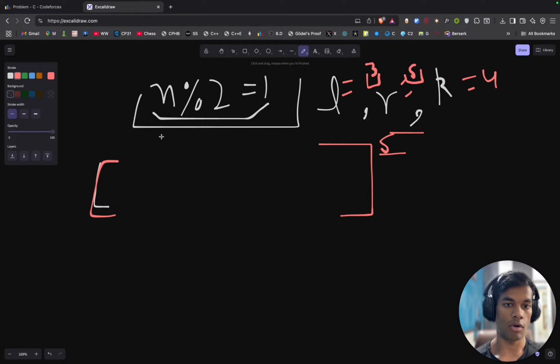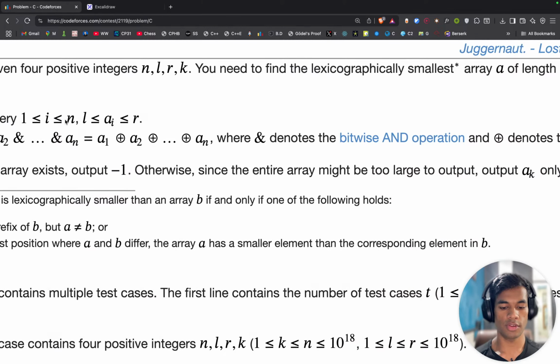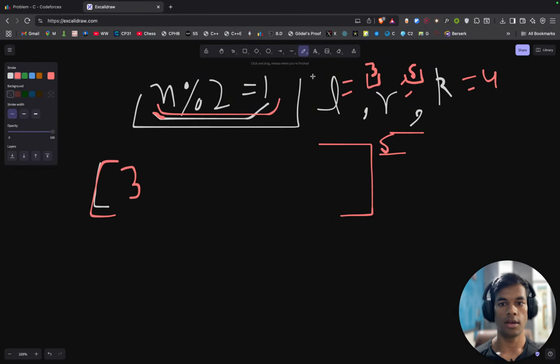But n is odd, so instead of just telling the solution and then explaining why that is correct, let me try to deductively solve this. Given these things, the first condition is easy to fulfill. I just have to choose elements between 3 and 5. And the second condition, I am taking AND of all the elements, and that AND has to be equal to the XOR of all the elements. And what does that mean?